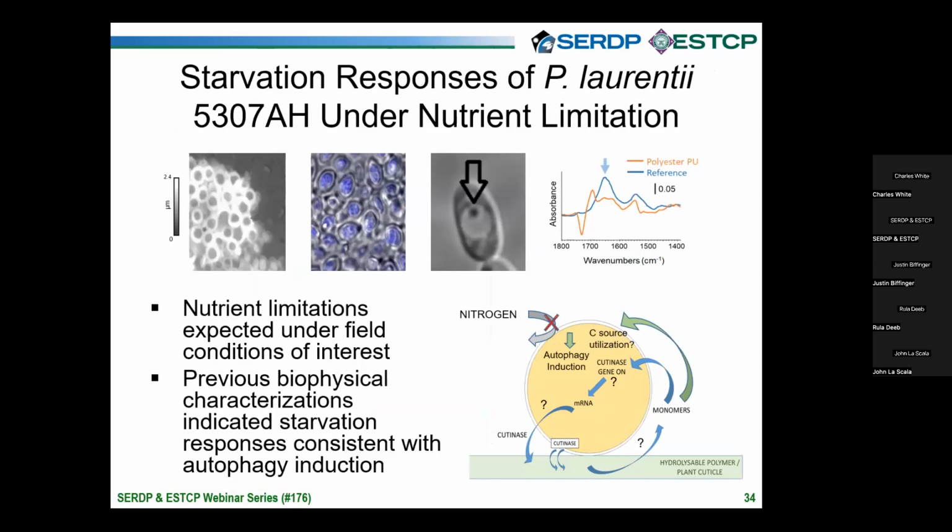So nutrient limitations should be expected under field relevant conditions. And what we observe from these cells due to starvation is the induction of autophagy. And so we are using an autophagy stain. We're seeing inclusion bodies within the cells. We're seeing all of these indicators that these cells have entered autophagy.